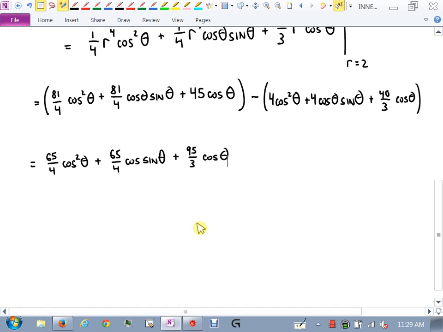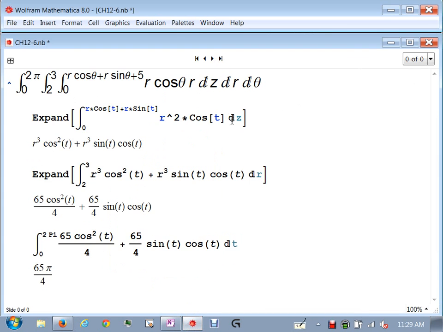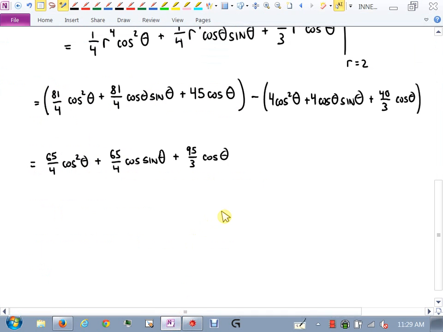Okay, are we all right with this? This is going to be our inner integral. Let me check something. I think I have it worked out here. Yeah. Okay. This was my Mathematica doing it. The difference here is that Mathematica used some trig stuff to convert things over, and so we can't follow that. Let's just see if we get to 65 pi over 4 at the end. All right. So now this is our inner integral. This is going to go into our inner integral, or outer integral.